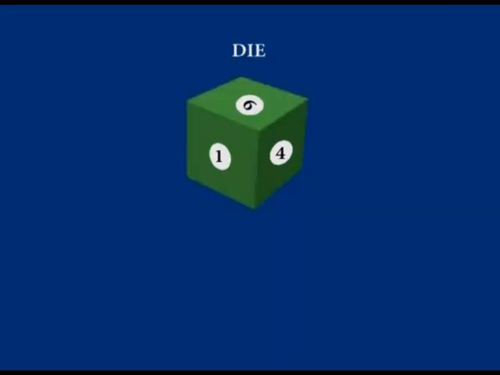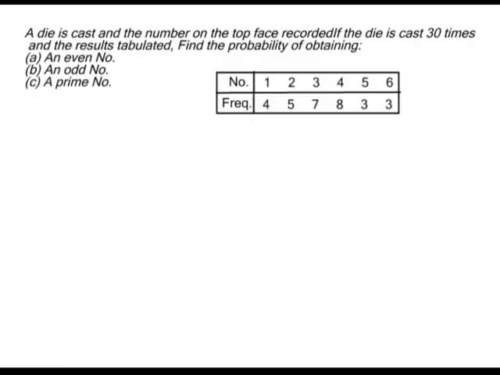For example, a die is a cube whose faces are numbered 1 to 6. The die is cast and the number on the top face is recorded. If the die is cast 30 times and the results recorded in this table, find the probability of obtaining A, an even number, B, an odd number, and C, a prime number.